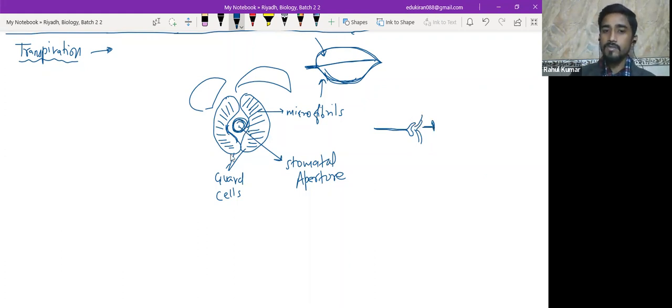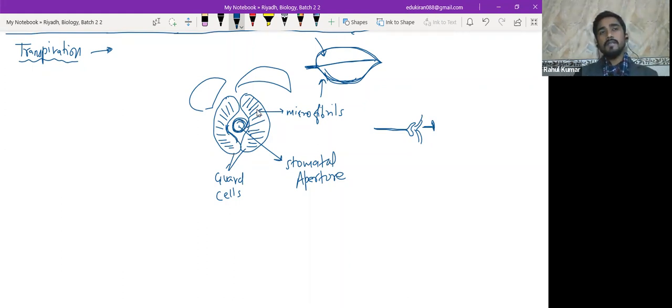So that happens at the stomatal aperture. Because of that, there's a vacuum created, and this leads to a pressure which pulls the water up towards the stomata. Is it clear? Yes, sir. Yeah, so write down transpiration.